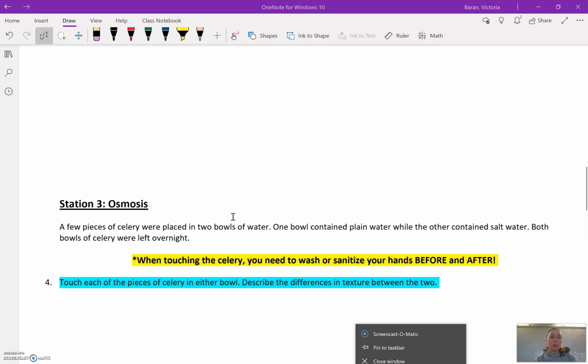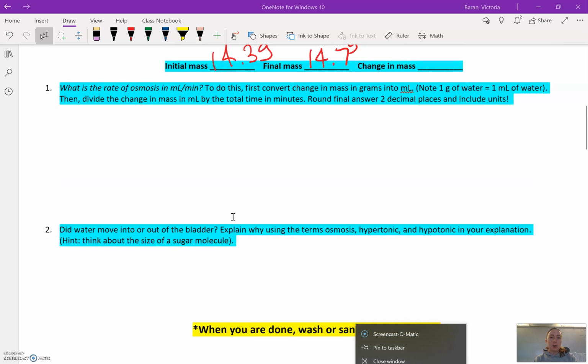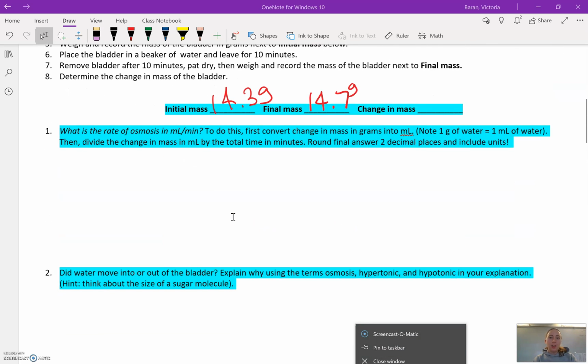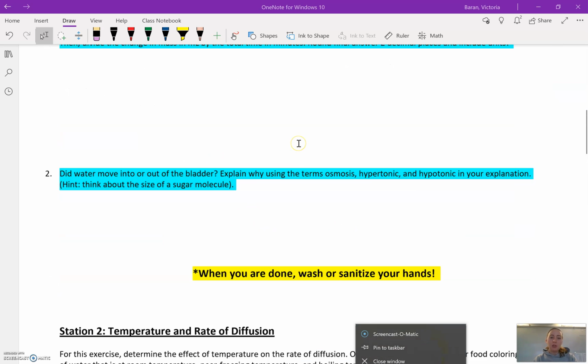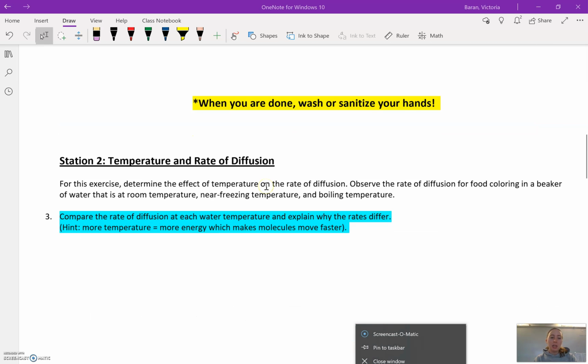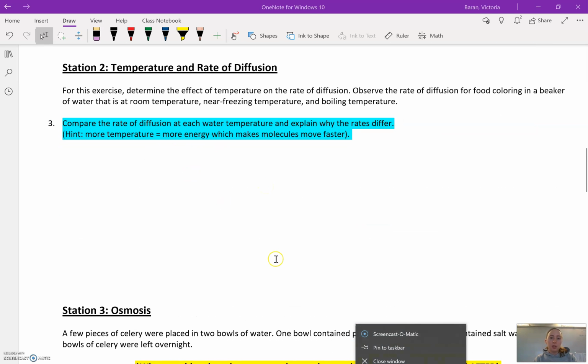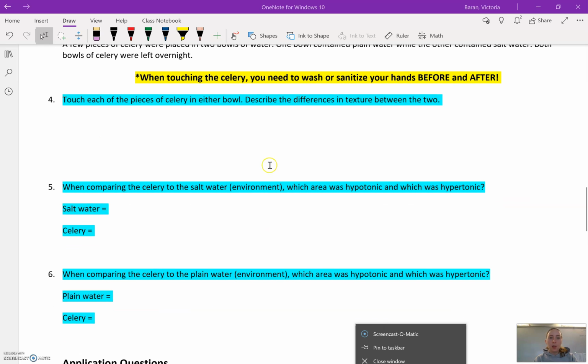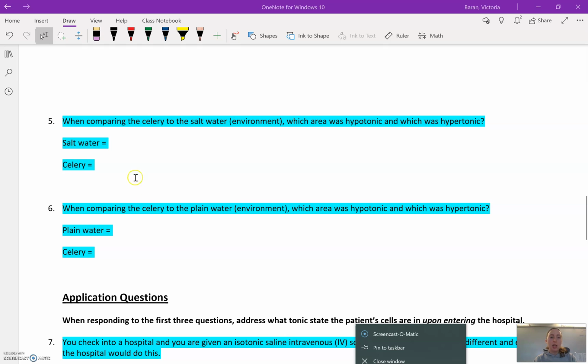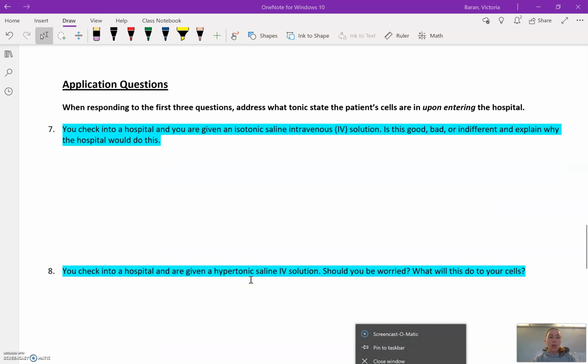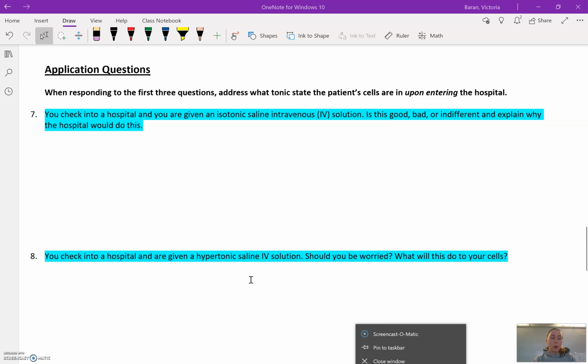All right, so those are our 3 stations. So number 1, I provided the data to you. You have a calculation to do here and an explanation. Number 3 is just an explanation. Number 4, describing the differences in those 2 pieces of celery. And then number 5, a little bit of identification explanation using what you've learned in class so far. And then you have these application questions.